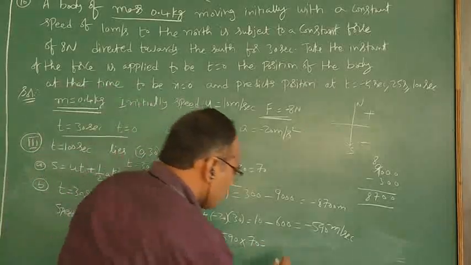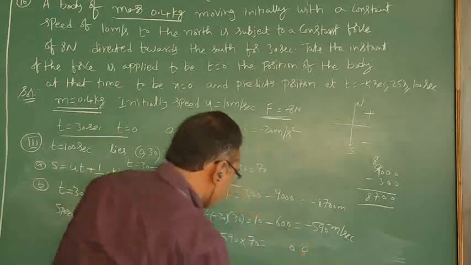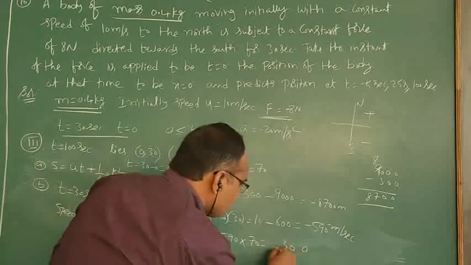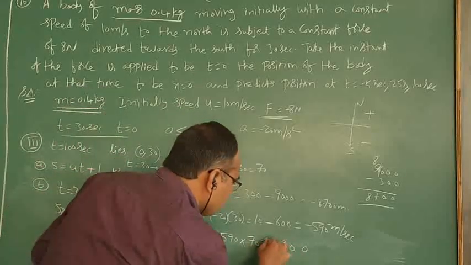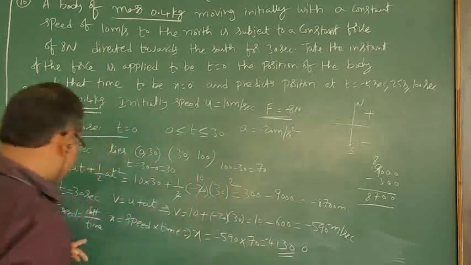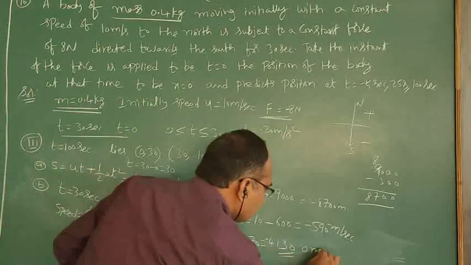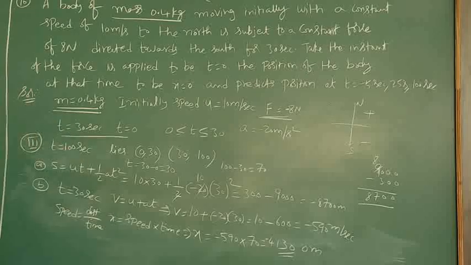So here two zeros are there, so I am giving two zeros. 7 nines are 63. 7 fives are 35, plus 6 is 41. So this is the distance, in meters: 41,300 meters.